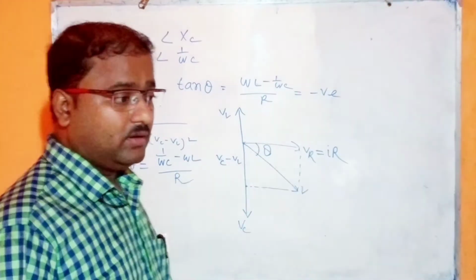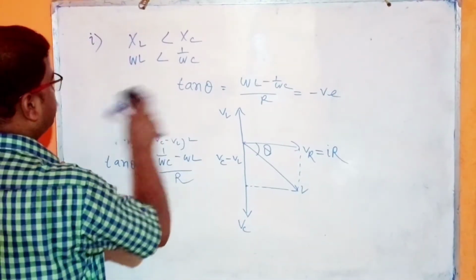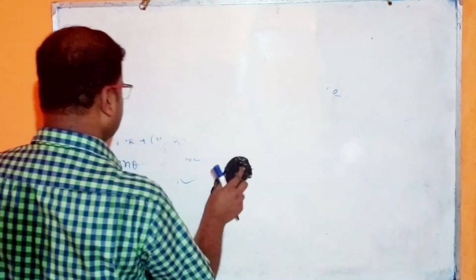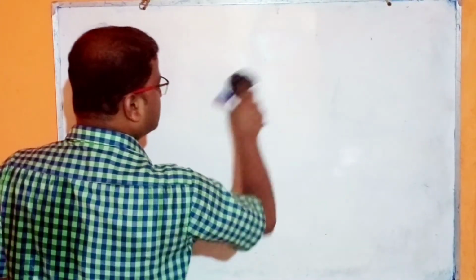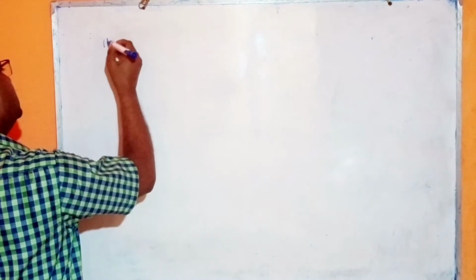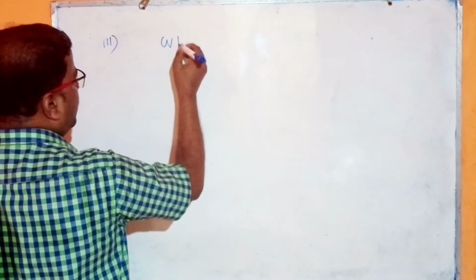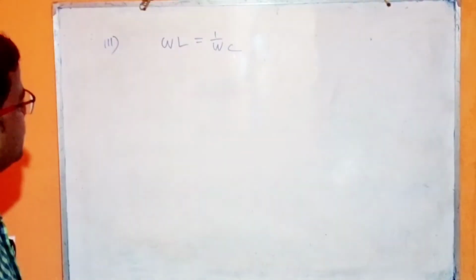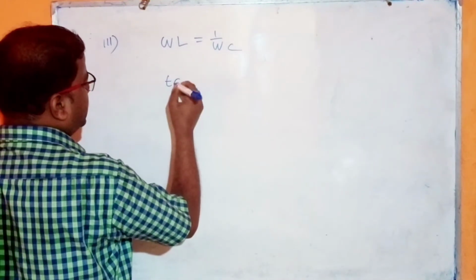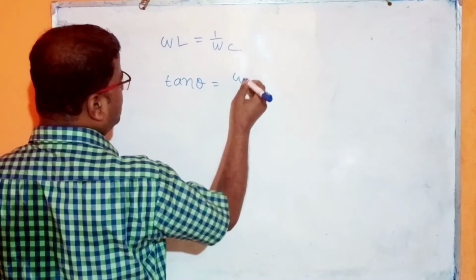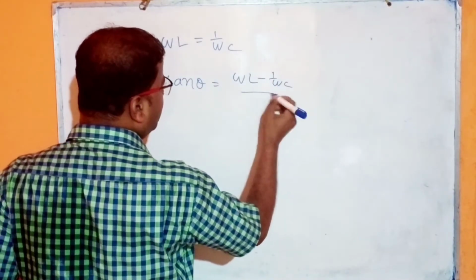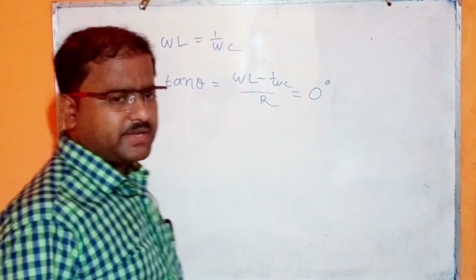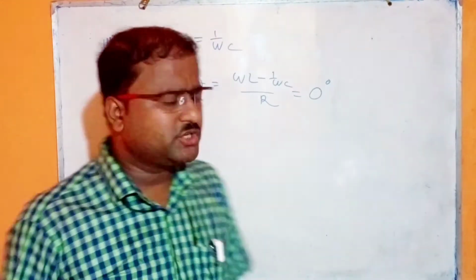1 by omega C minus omega L divided by R. Okay. Now we see the third condition. Third condition is omega L equal to 1 by omega C. That is tan theta equal to omega L minus 1 by omega C by R equal to 0. That is the phase difference between current and voltage is 0.